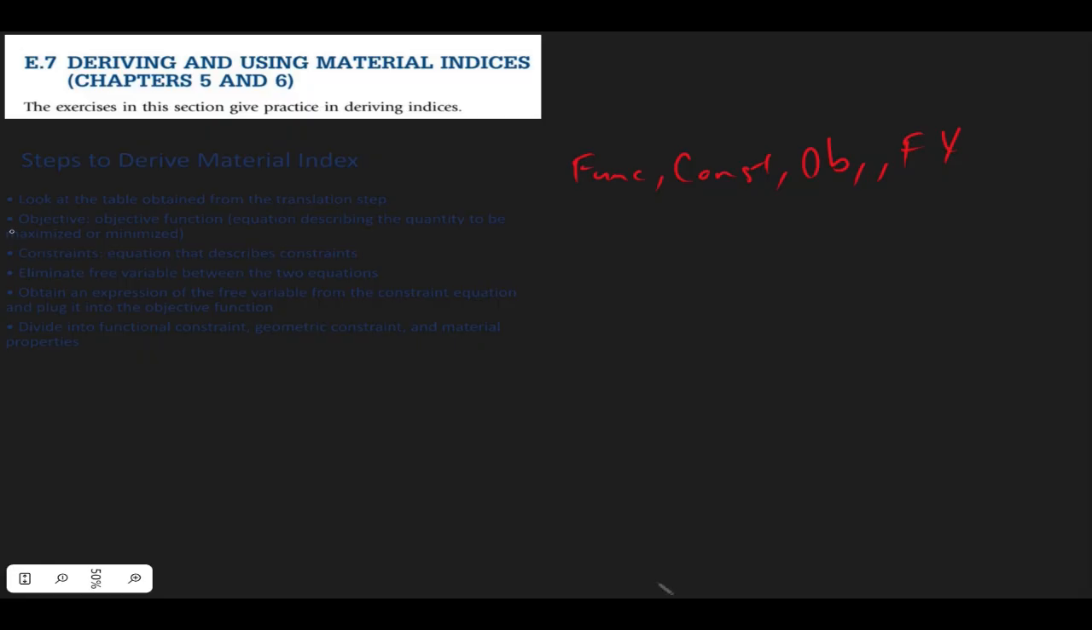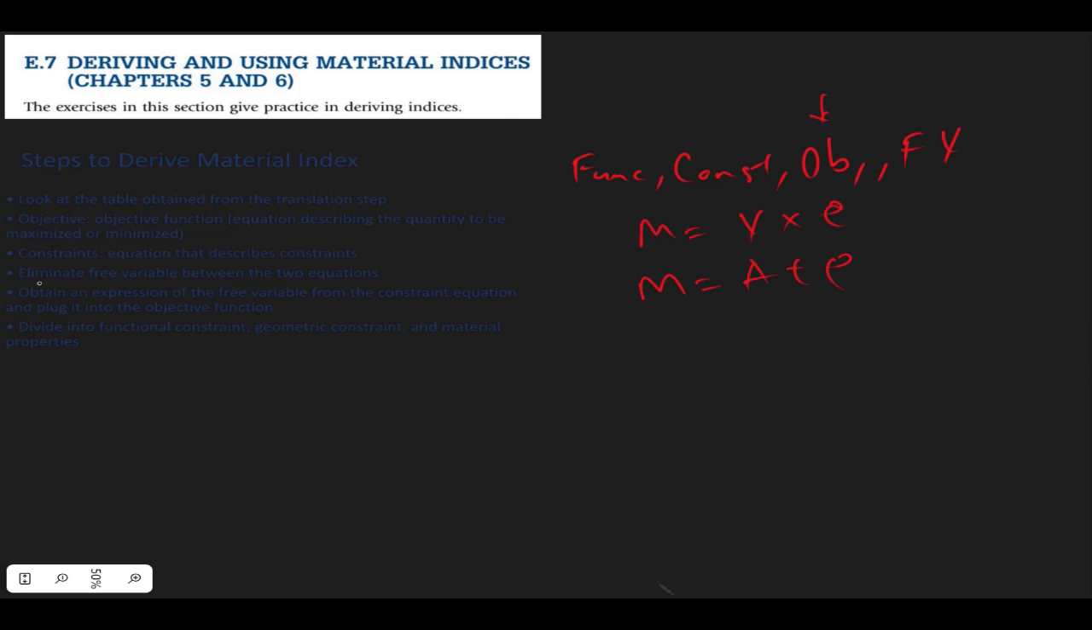The next step is to derive the objective function. You have to write down the objective function. The objective is usually to minimize this or maximize that. Let's say we are trying to minimize mass. You just write down the function for mass, which is mass equals volume times density. You have to break it down so that the formula for the objective function will contain the free variable. Let's say the free variable is thickness. You break it down as mass equals area times thickness times density. That's how you have to write it down.